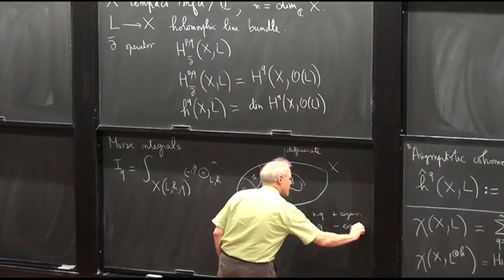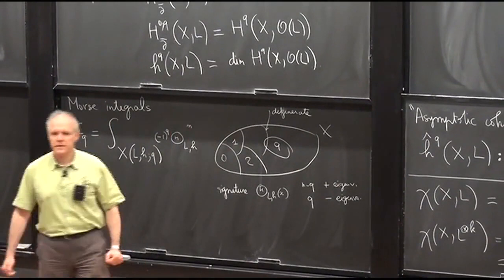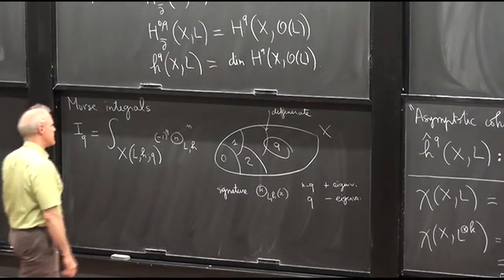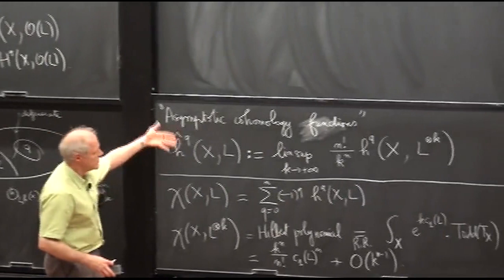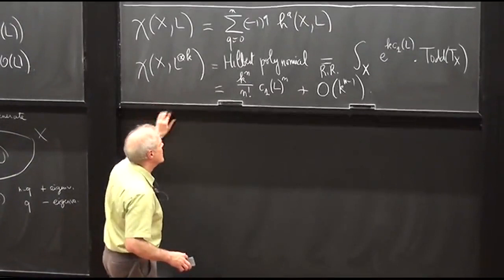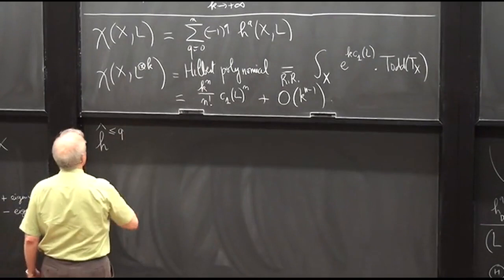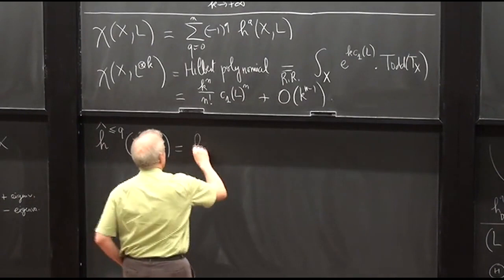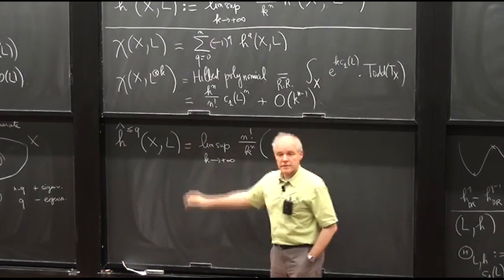So in contrast with the real case, these are open sets, which are real analytic if you take a real analytic metric, say. If it's smooth, then it's just random open sets. Okay. And then you have to introduce the analog of the Morse partial sums here. So you introduce what I will denote by H hat. So it's the asymptotic cohomology. But now you take the lim sup as k tends to infinity of n factorial over k to the n times the alternate sum of d-bar cohomology groups.